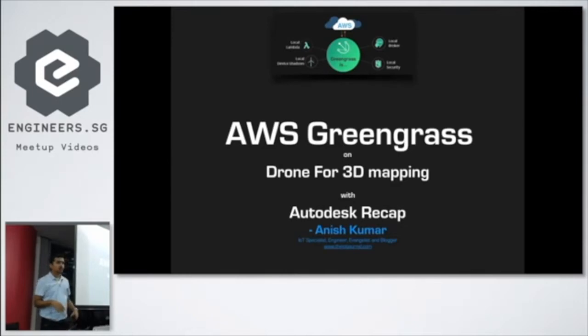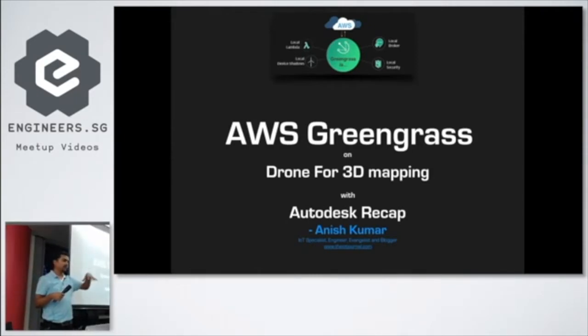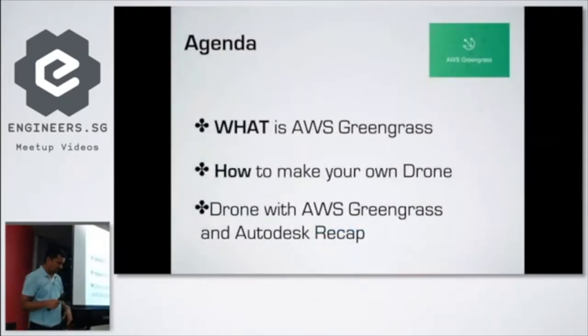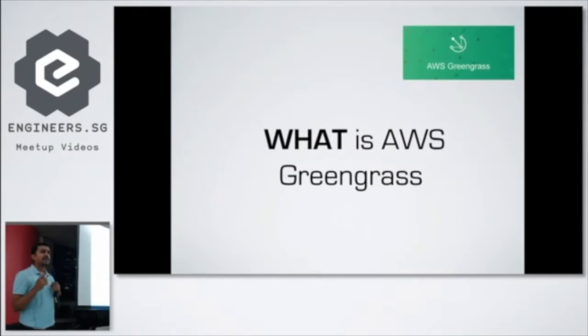Okay, so today we'll talk about three things: AWS Greengrass, how to build your own drone, design and 3D print your drone, and then how to use Autodesk ReCap, the drone, and AWS Greengrass to aerial photograph a site and build a 3D model. So let's go to the agenda. Let's talk about AWS Greengrass first.